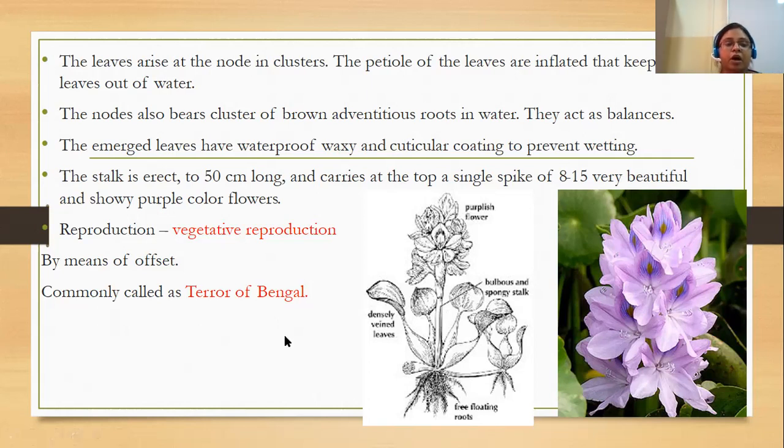in the lakes. Fine. See, this plant is also called the terror of Bengal. Why? The thing is that this plant is not native to India. It is not found in India. It is a foreign plant. It is an exotic plant. It is originally found in America, in the US, South America. So see this plant, it has such beautiful purple color flowers on it. So due to these showy flowers, it was introduced into India for its beautiful flowers, and it was introduced into our lakes, into our ponds, where it grows vegetatively by the offset.